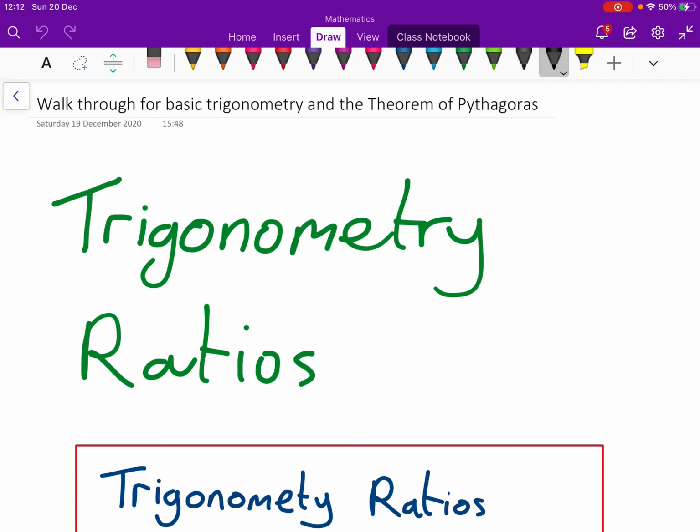Hello, doing a little walkthrough for basic trigonometry and the theorem of Pythagoras. Should be useful to answer an awful lot of trigonometry questions. It's a very good introduction, so fingers crossed it's helpful.